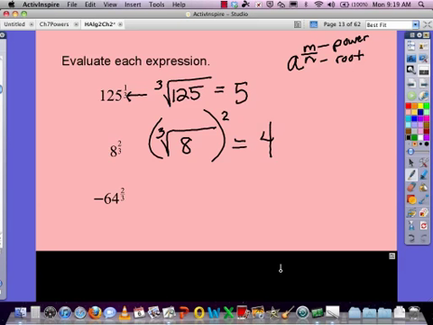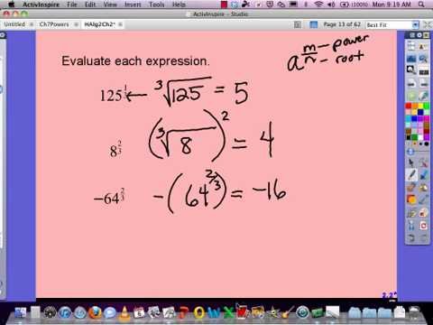One more. Negative 64 to the 2/3. We're looking at the negative sign is not part of it because it's not in parentheses. So we're going to leave that outside, and we're going to do this part first. So 64 to the 2/3. Without rewriting it this time, what is the cube root of 64 is what you're thinking for the 3. And that's a 4. 4 squared is 16. And with the negative sign that was out in front, we should end up with a negative 16.